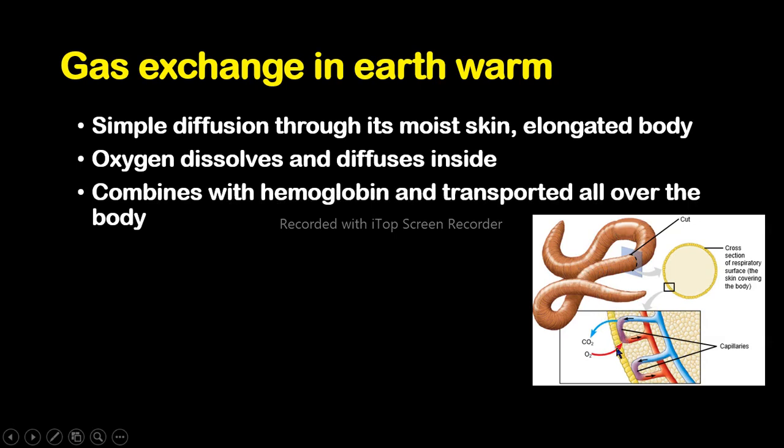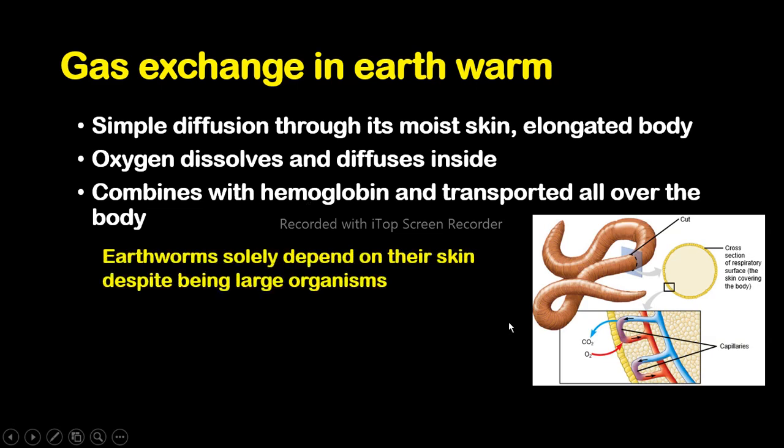If you observe its skin, it is thin, surrounded by just one or a few layers of cells, and the blood capillaries are close to the skin surface, as you can see. So the distance over which these gases cross is minimized, and the rate of diffusion is high. When oxygen finally makes its way into the blood of the earthworm, it combines with hemoglobin and is transported all over the body.